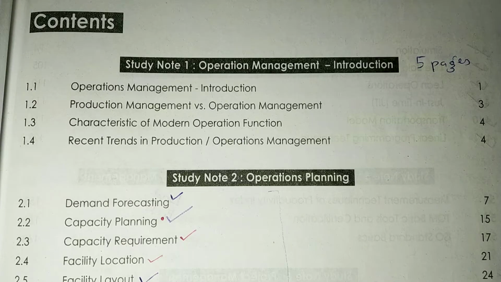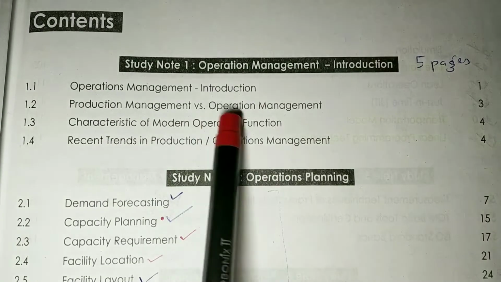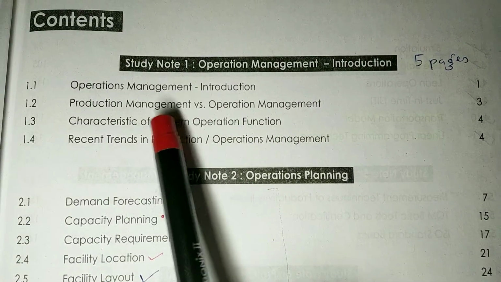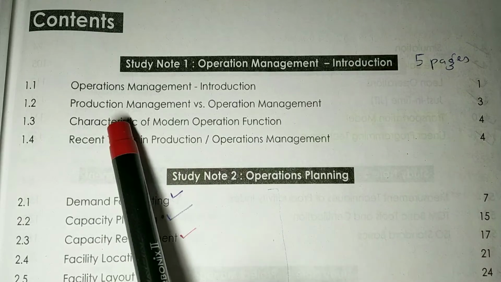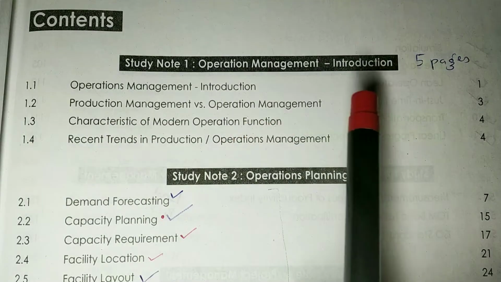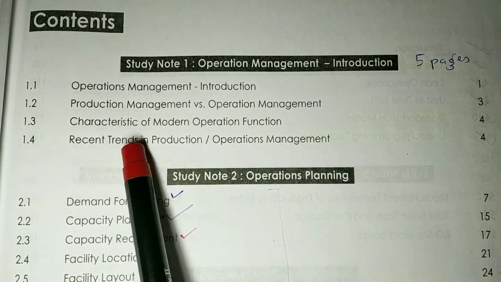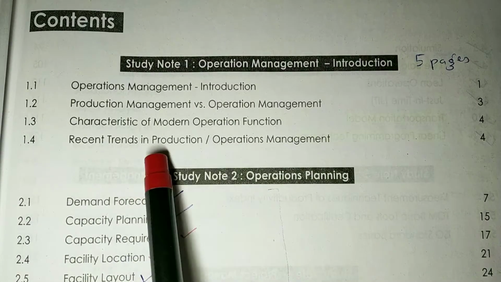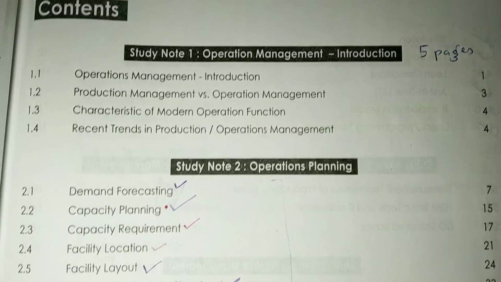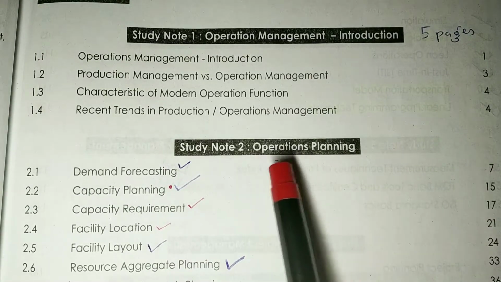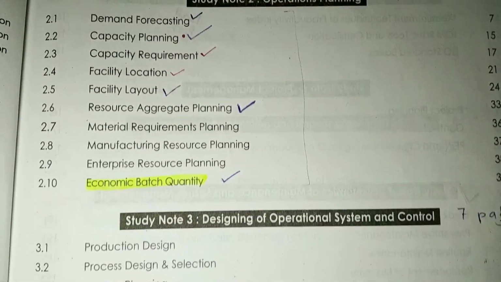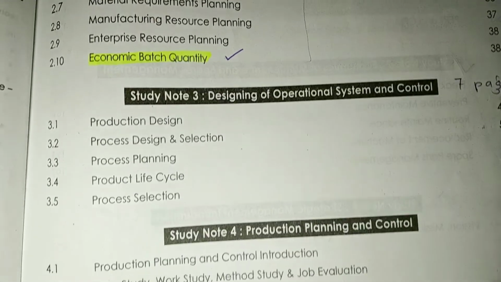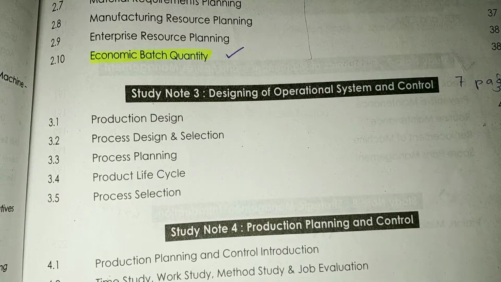We will complete the syllabus of OMSM very soon. The first study note is introduction. It covers what is operations management, what is the difference between production management and operations management, what are the characteristics of the modern operation function, and what are the recent trends in production or operations management. Then study note 2 is operations planning. Then we have designing of operational system and control in study note 3. In study note 4, production planning and control.